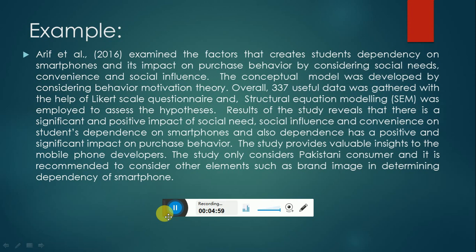So there is an example, such as where the author name is RF et al., which means there are 3 or more authors. Examine the factors that create student dependence on a smartphone and its impact on purchase behavior by considering social needs, convenience, and social influence. Here you can see that in the first statement, the objective is clearly mentioned as well as the names of the variables. The conceptual model was developed considering behavioral motivation theory. In the second statement, you can see that the theory name is mentioned.